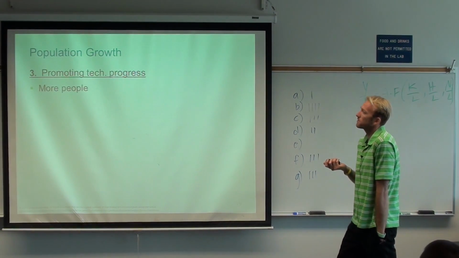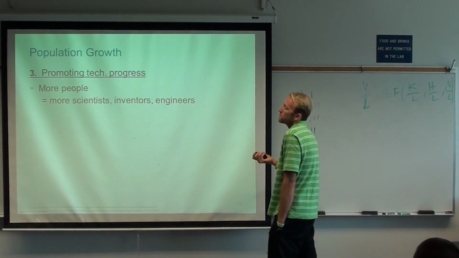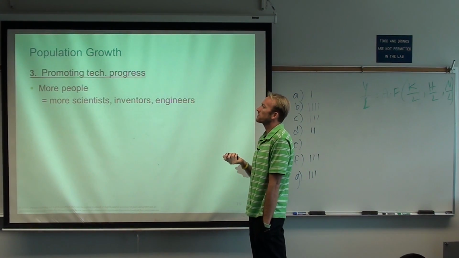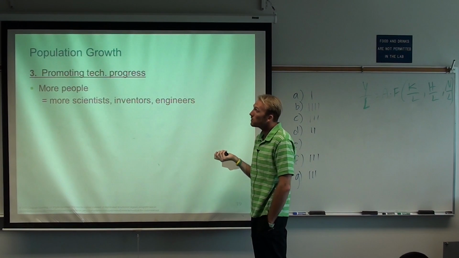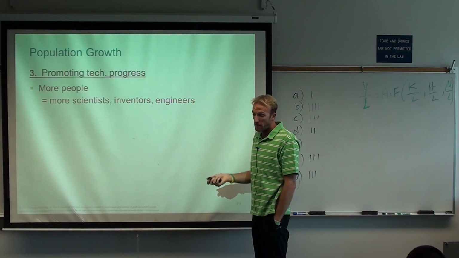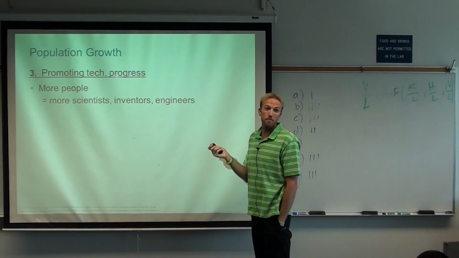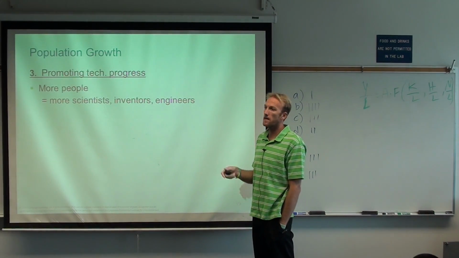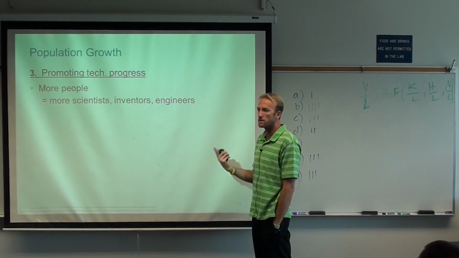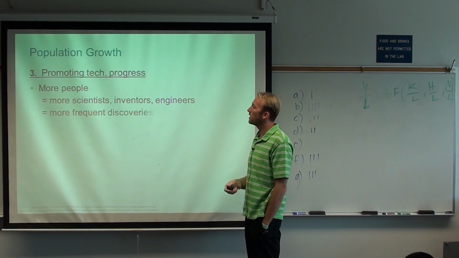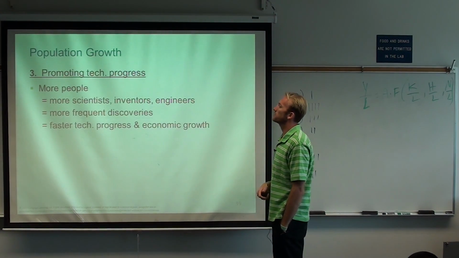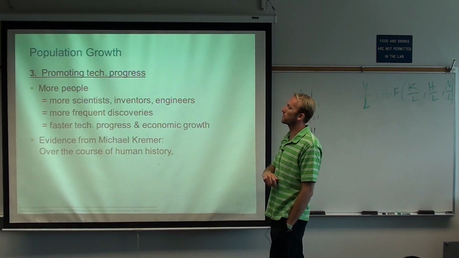That can promote technological progress. So you might have more scientists, more inventors, more engineers. It might be true that people with bigger families maybe have more nurturing parents, right? Because they have to spend more of their time in the household, and so maybe their children grow up to be brighter, and there are more frequent discoveries, and there'll be faster technological progress.